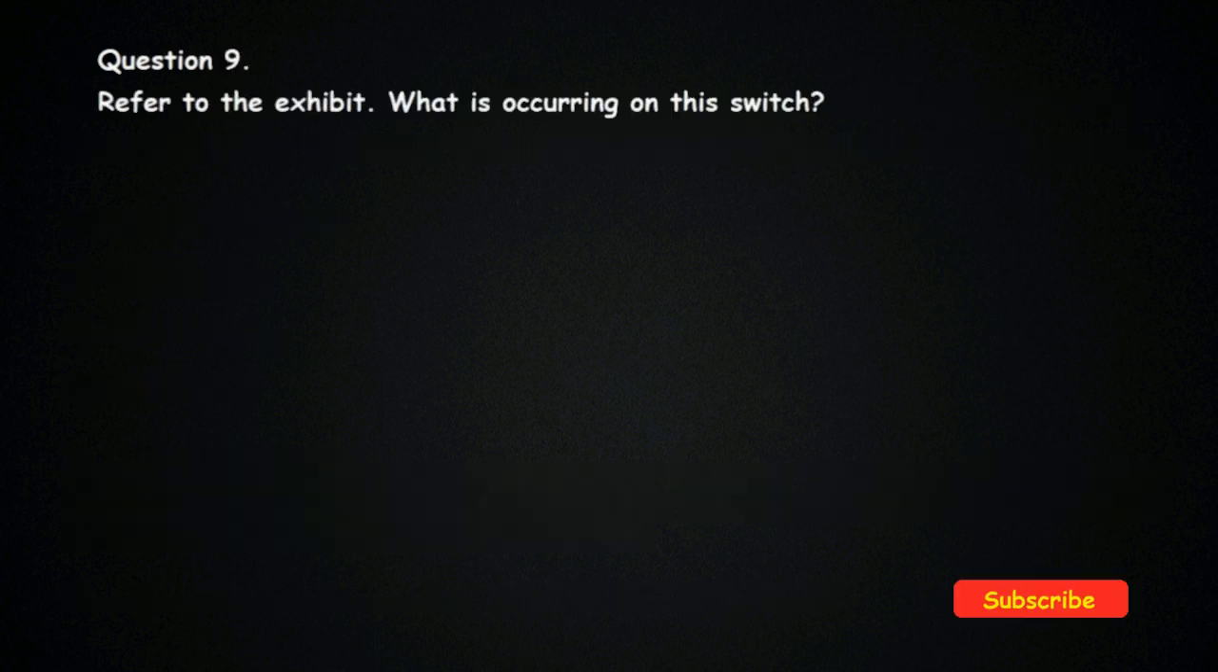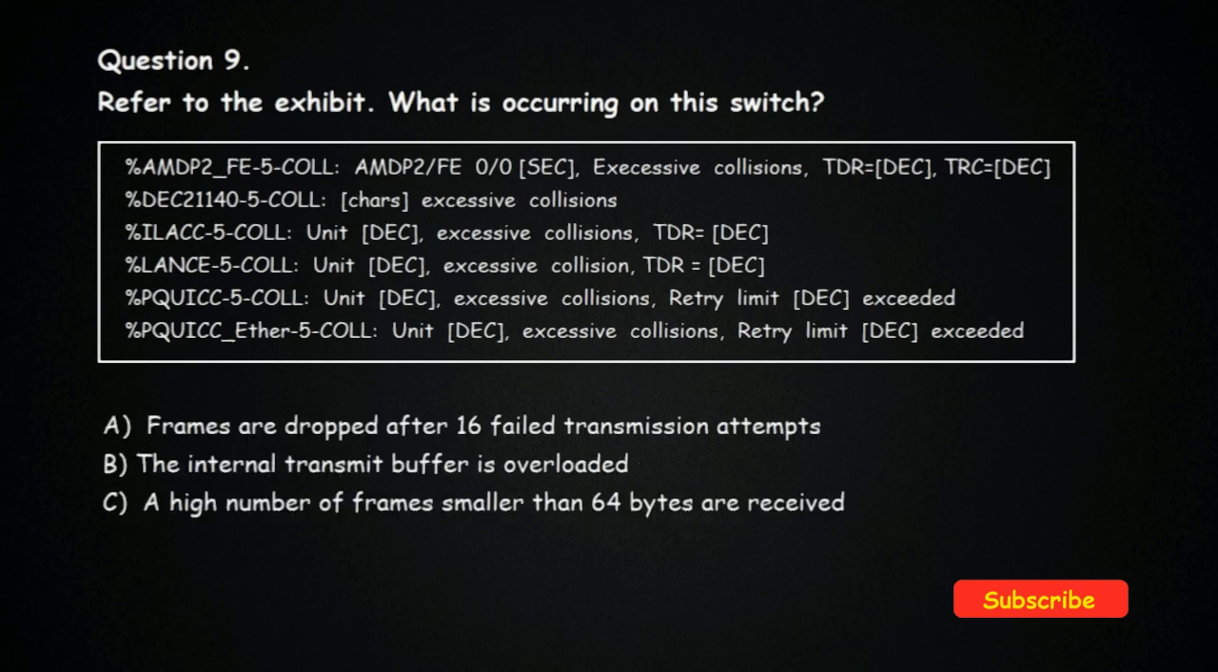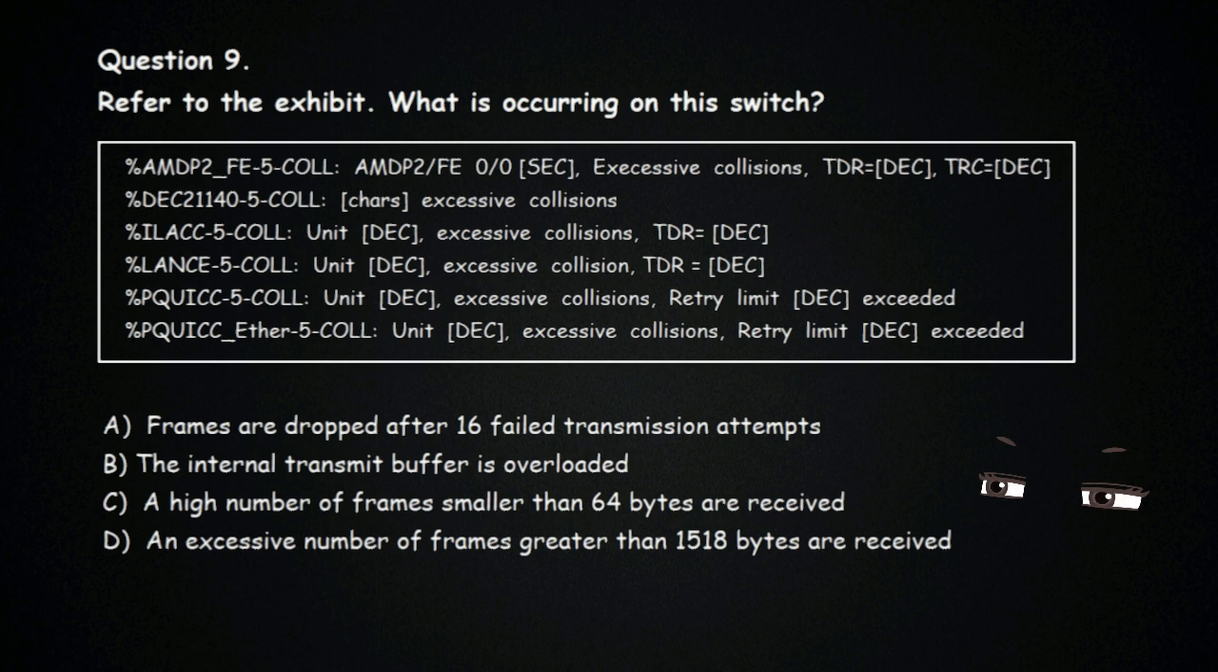Question 9. Refer to the exhibit. What is occurring on this switch? Options. Correct answer is A. Frames are dropped after 16 failed transmission attempts.